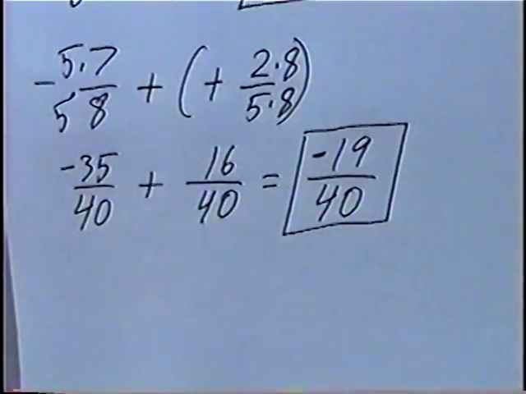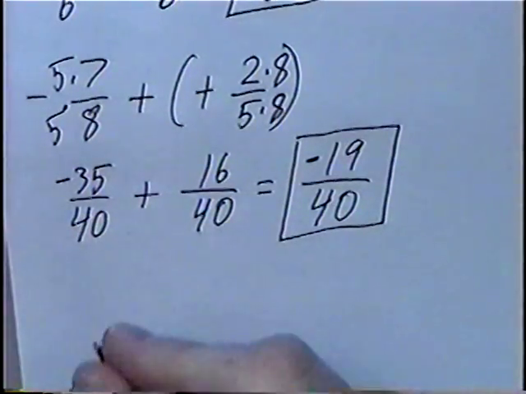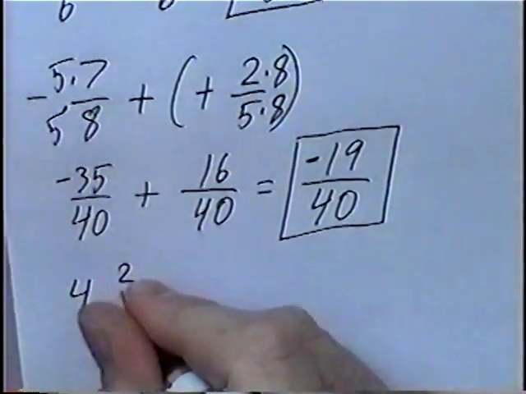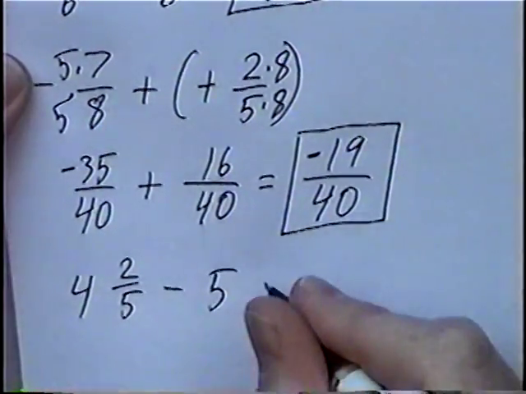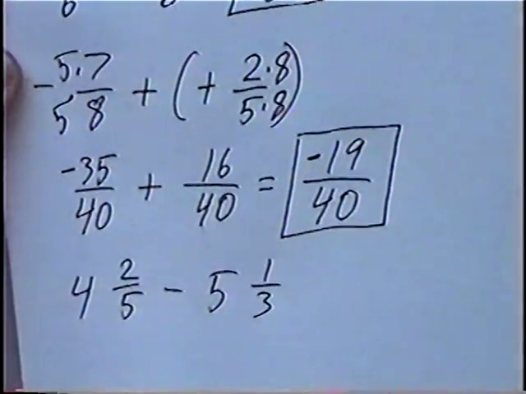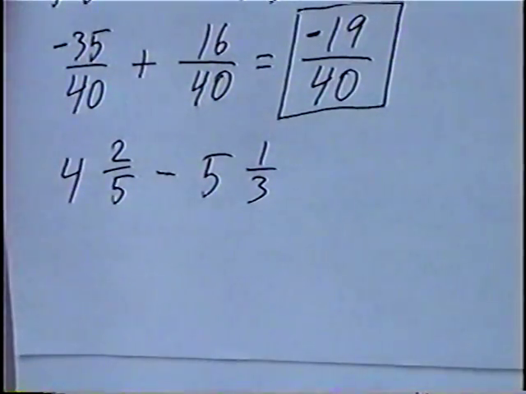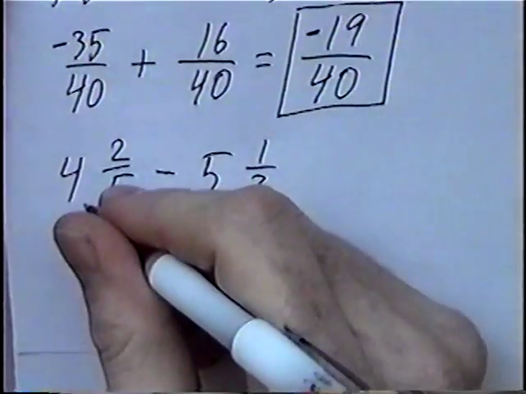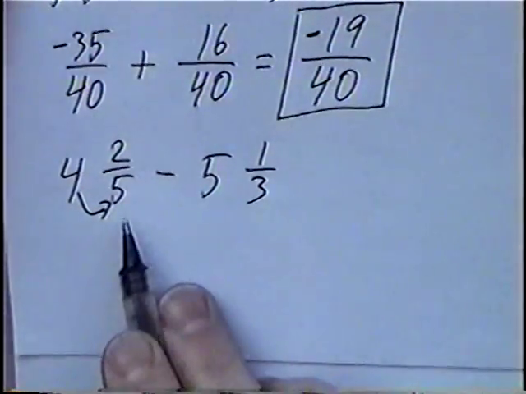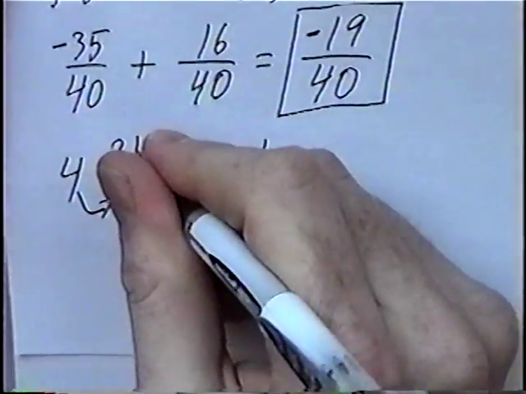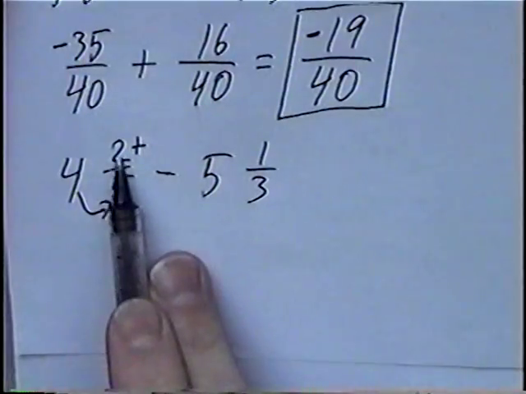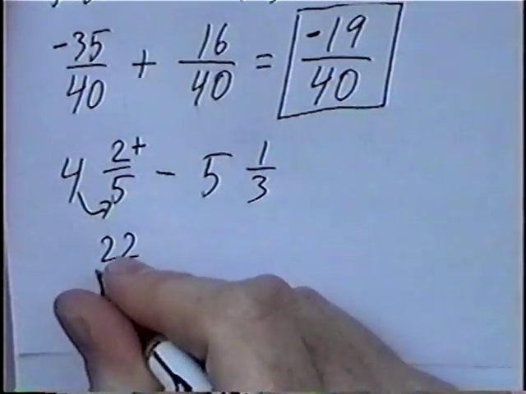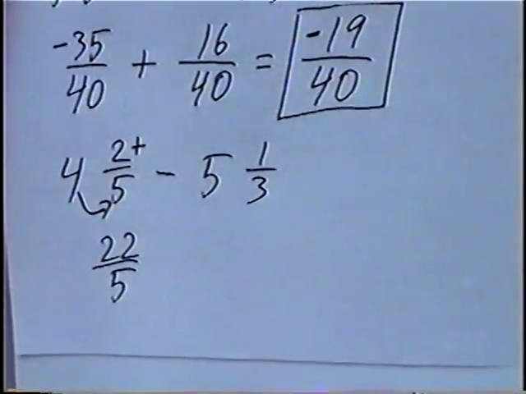And last question for the section. We'll have a mixed number, 4 and 2/5 minus another mixed number, 5 and 1/3. Mixed numbers again, we can first change into improper fractions. Again, we'll take the number in front, multiply it by the denominator, and then we'll add the numerator. So 4 times 5 would be 20, plus 2 more would be 22, and the denominator 5 would stay the same.